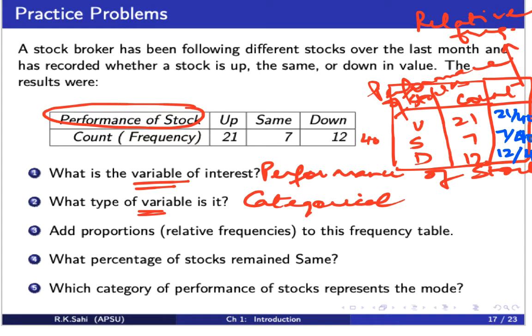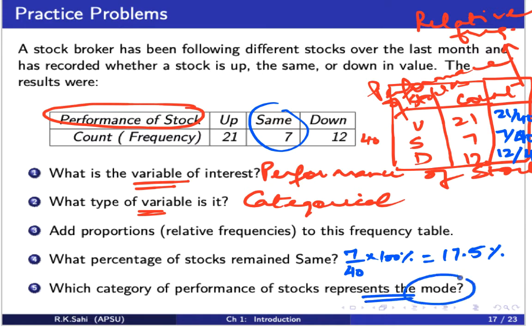Now it says, what percentage of the stocks remain the same? That means it's going to be 7 over 40 times 100%. So this equals 17.5%. It says, which category of performance of stocks represents the mode? Now remember, mode means the one which has the highest value. And that answer is up.